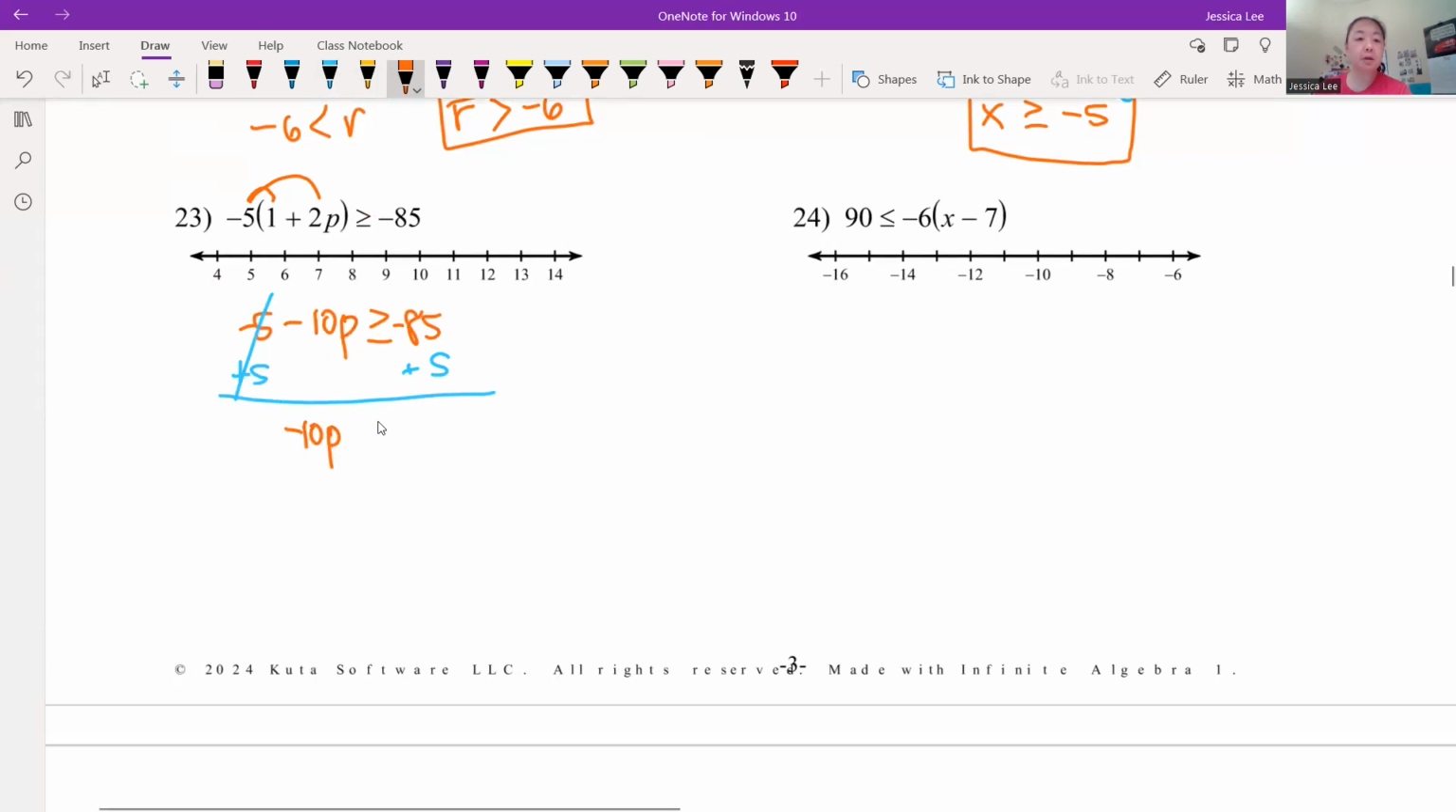-10p is going to be greater than or equal to -80. And here we're dividing by -10. Remember, when we're dividing by -10, that negative throws things off, right? So when we're dividing by a negative, we do have to flip the inequality. So this is going to be less than or equal to 8.